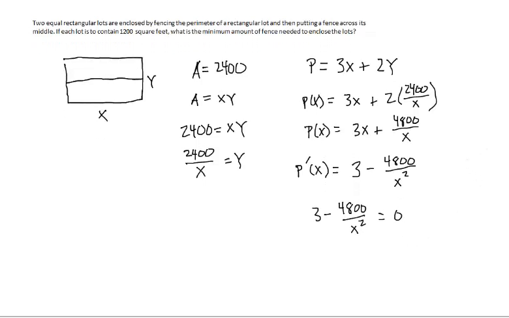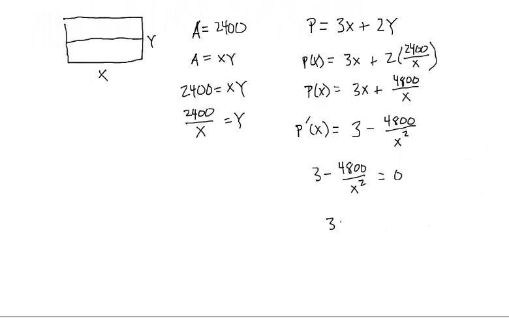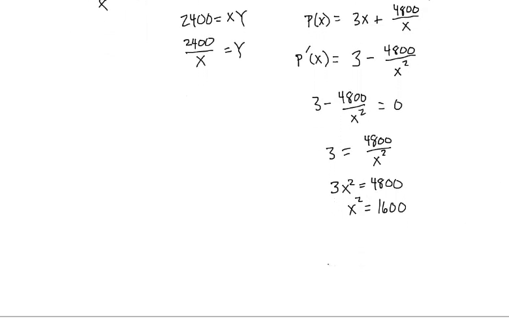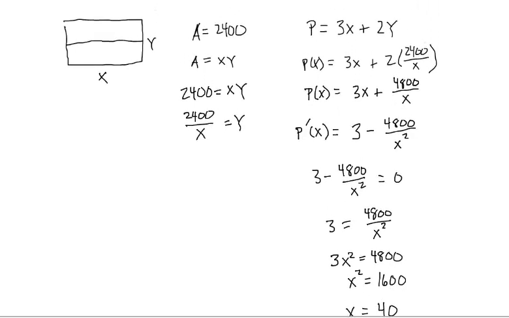And now we're going to solve. So we have 3 is equal to 4,800 over x squared. And now I'm going to cross multiply. So 3x squared is equal to 4,800. X squared is equal to 1,600. And in optimization problems, we're only going to use the positive number. So x is equal to plus and minus 40 in this case, but we're only going to use x is equal to 40. So we know that side x is equal to 40.